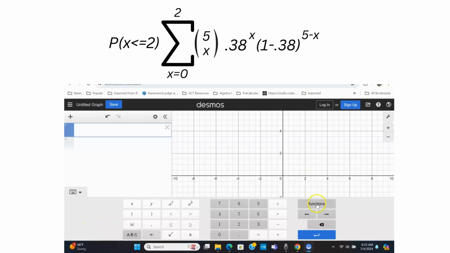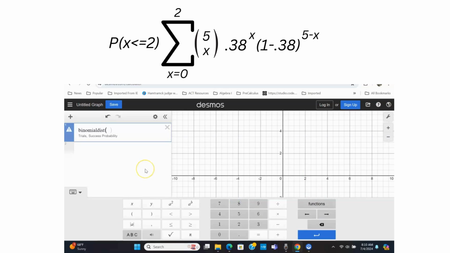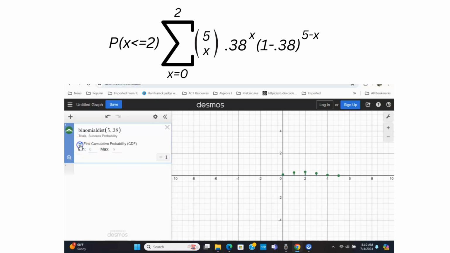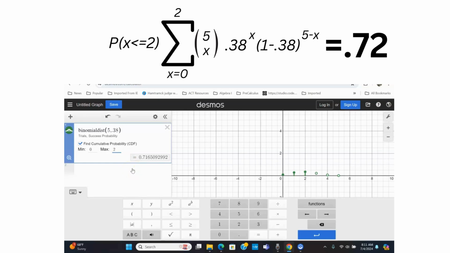All right, so we're going to go to Functions again, and we're going to go down to Binomial Distribution. Same number of trials, 5, same probability, 0.38. We're going to check off Find Cumulative Probability. Now in this case, the min is 0, and the max is 2 movies. So what this is going to do is accumulate the probability of 0 plus the probability of 1 plus the probability of 2. And I would get the answer rounded to the hundredth of 0.72.